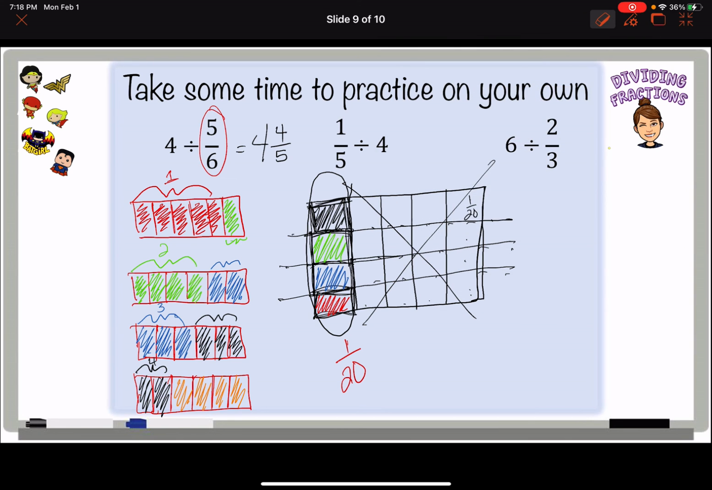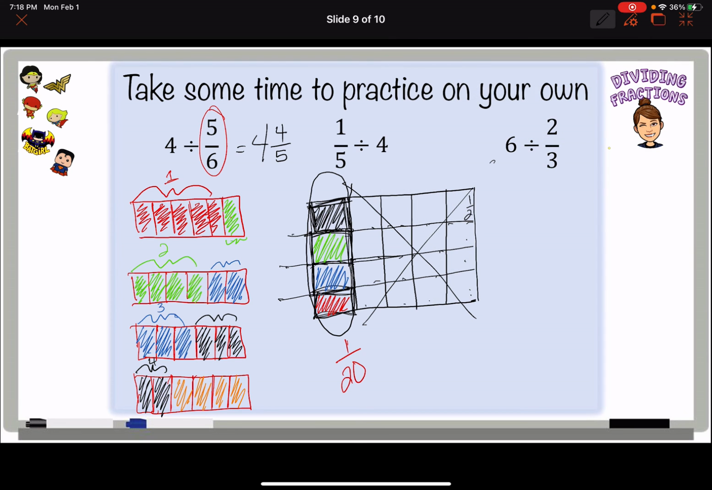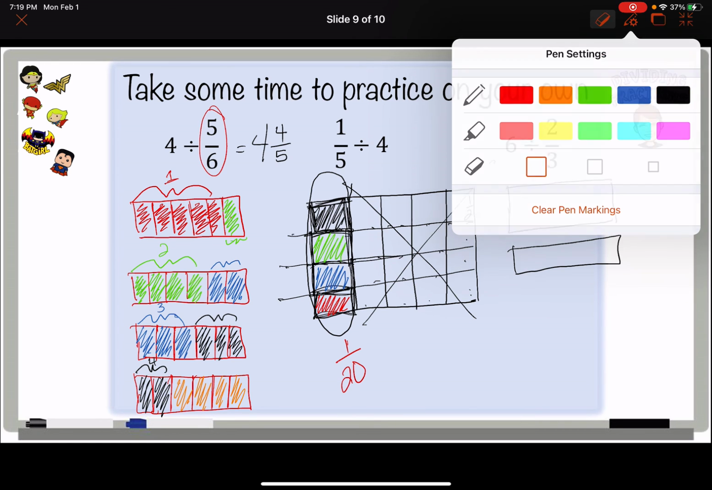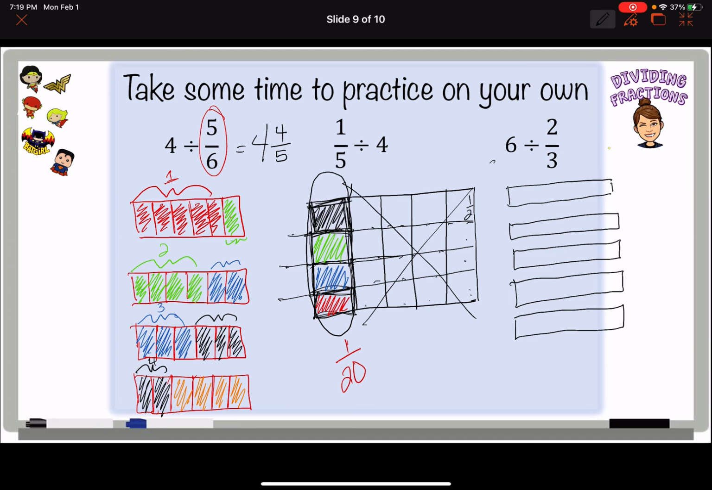Okay. Erase a little bit here because I'm running out of space. All right, 6 divided by 2/3. So again, I need 6 boxes. 1, 2. Yeah, that first box I made a little bit too big. 1, 2, 3, 4, 5, 6. Now, if you're feeling confident in this and you want to give it a shot, go right ahead.